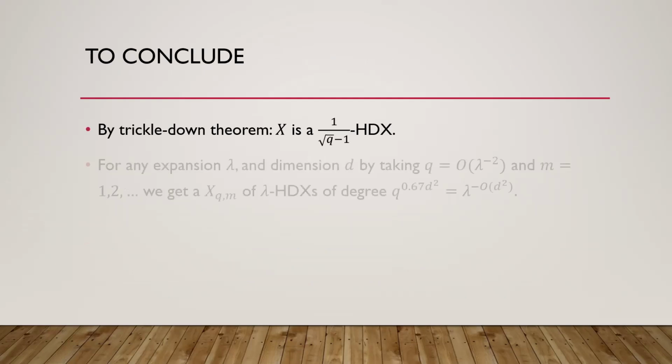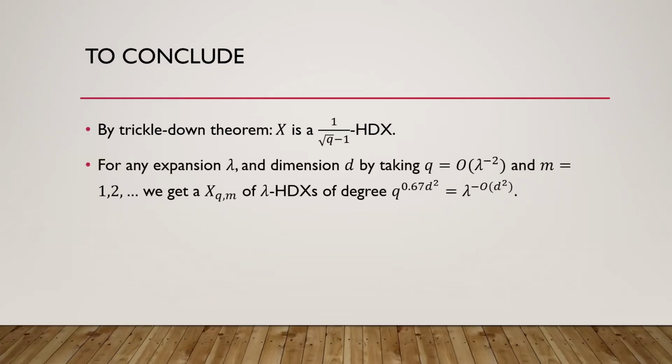So maybe just to conclude on this family, by the trickle-down theorem and these links, we get that these are HDXs. And so for any expansion lambda we want, and any dimension D, we can take our field size to grow proportionally to 1/λ², and take M just to grow, and we'll get a family of HDXs that are lambda expanders and have a degree which is constant if we fix Q and D.